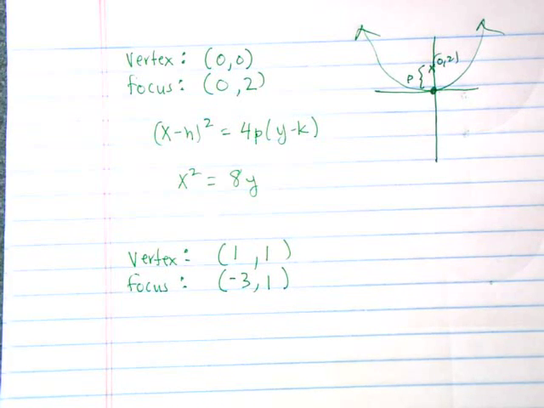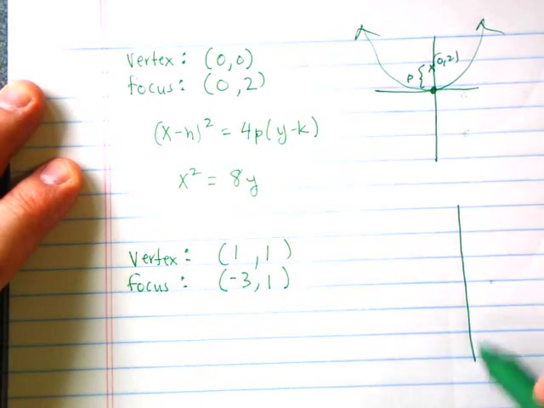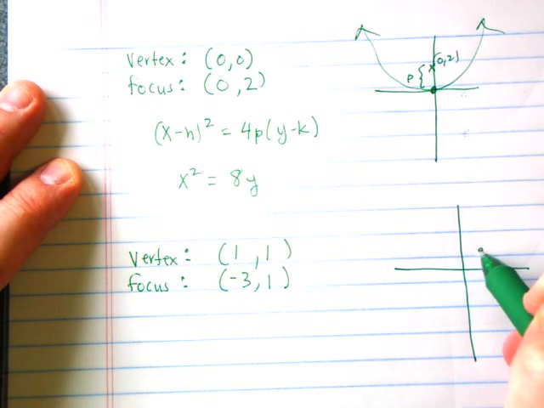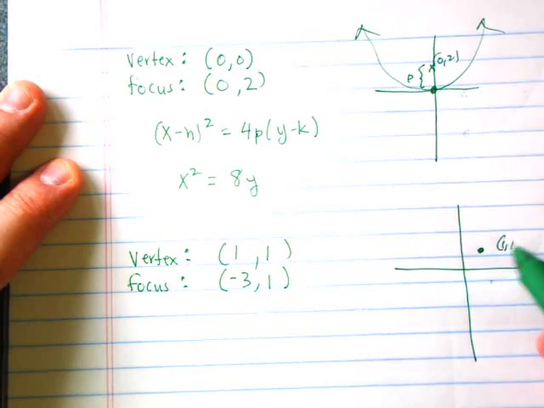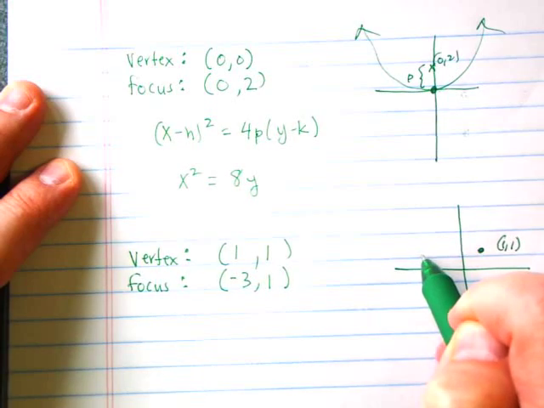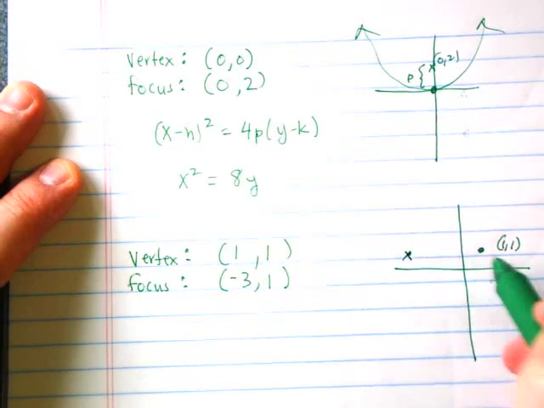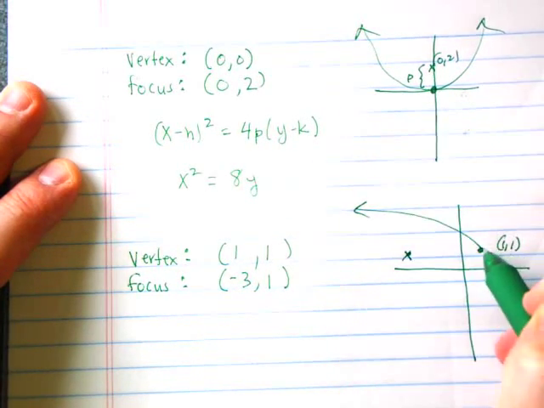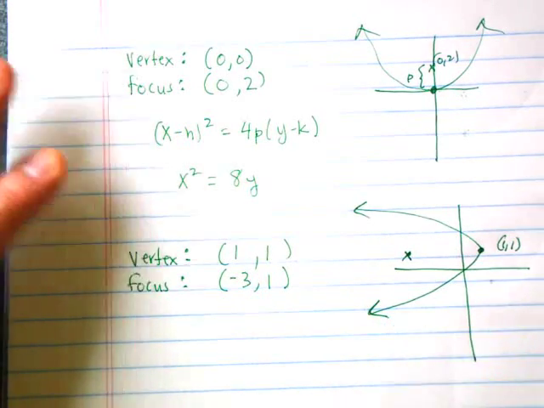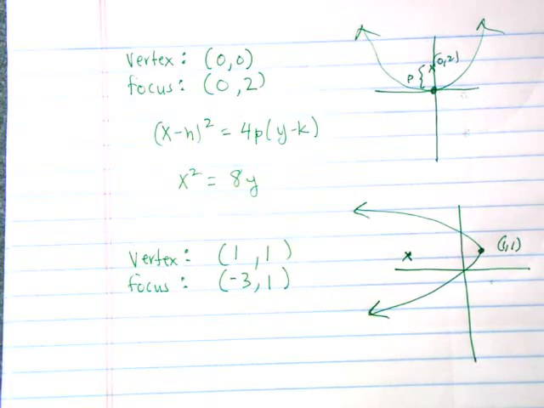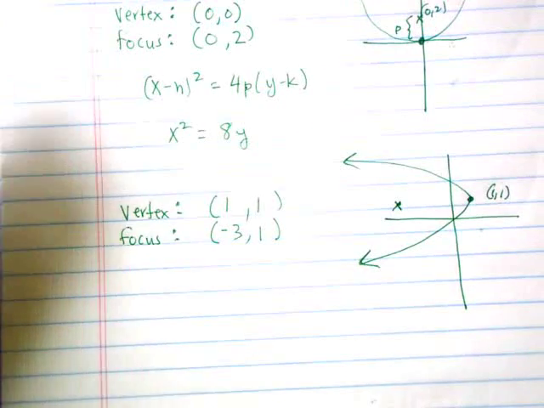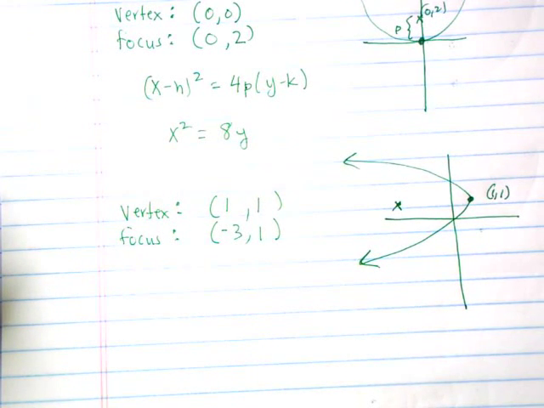What can you tell me about this parabola? Left, right, up, or down? Left. Excellent. Why left? Well, again, if you just think of a quick picture, 1, 1 is here. That's my vertex. And -3, 1 is over here. The parabola has to go around the focus. So it looks like that. So this is definitely opening left.